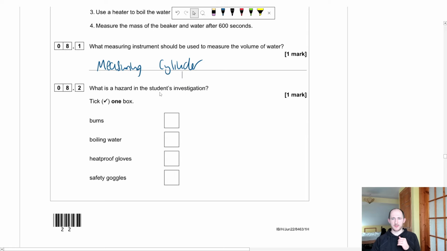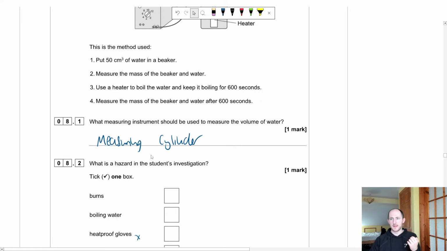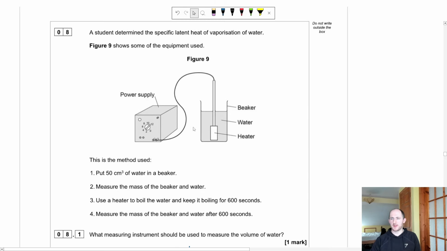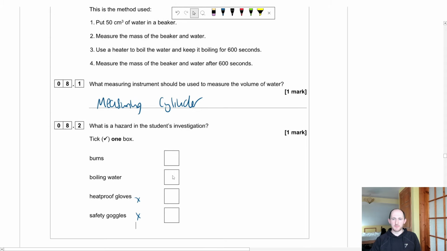What is a hazard in the student's investigation? Burns, boiling water, heat-proof gloves, or safety goggles? It's obviously not these two because they're not a hazard. A hazard is something that can cause danger to you. Now, in terms of burns, not really. Although I do get why people would say burns because the heater's there, but realistically, you're not going to touch the heater. So it's more the fact that it's boiling water that's the hazard. Although, to be honest, burns is a bit of an awkward one. Boiling water, though, is a bit more obvious to me.